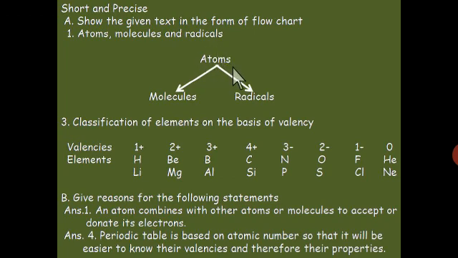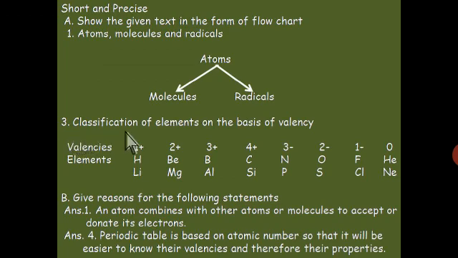First you have to write atoms, then draw 2 arrows coming out from atoms, and the arrows should point, one arrow to molecules and the other arrow to radicals, because molecules and radicals both come out from the atoms, both are formed from the atoms. So this is the flow chart of the first question. Students, I will discuss the tough questions only. Other questions you can solve yourself because all are discussed in the videos. If you have any problem, you can ask.